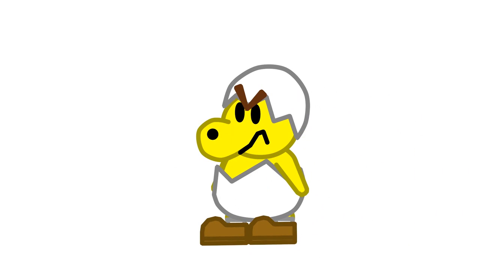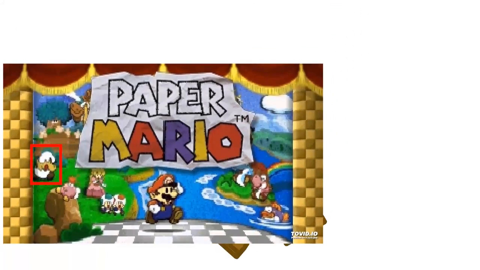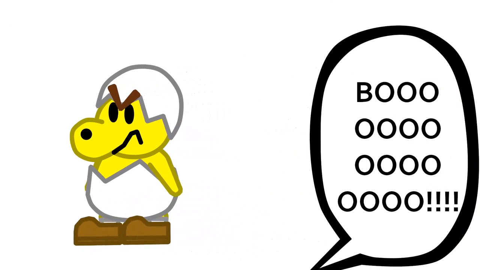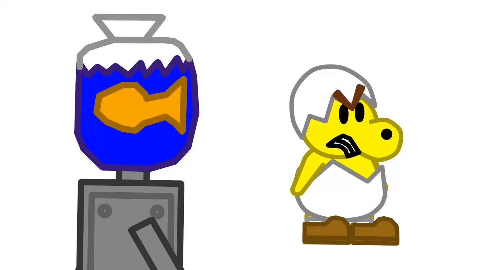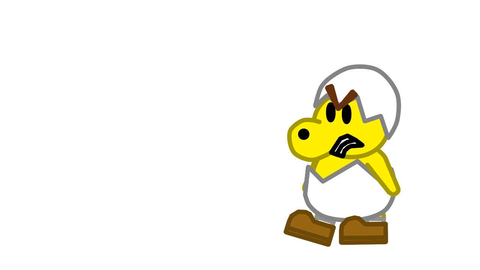Hey! You there! Not so fast! Ladies and gentlemen, Junior Troopa from Paper Mario. Dude! What does boo mean? What are you doing here?